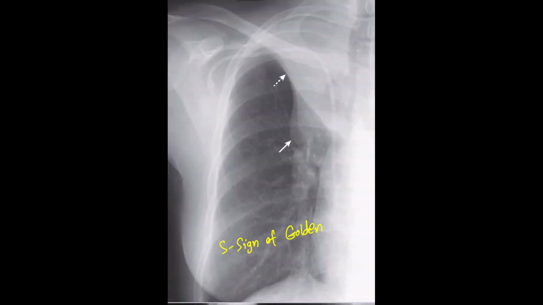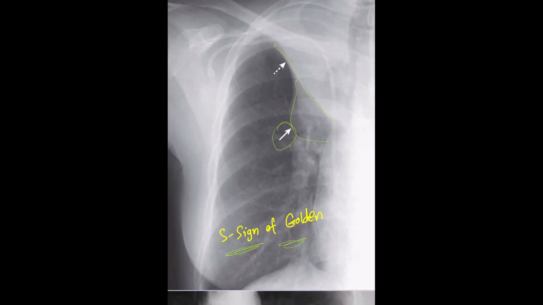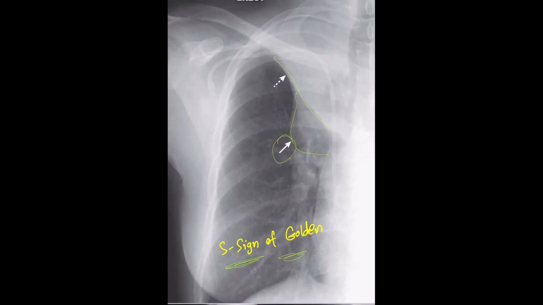So this is what is called the S sign of Golden, which is a combination of a hilar mass, this one, with this border, hilar mass in here, and atelectasis in the right upper lobe. And the shape of the curved edge caused by the mass gives the name S sign of Golden. And usually this indicates the presence of bronchogenic carcinoma.